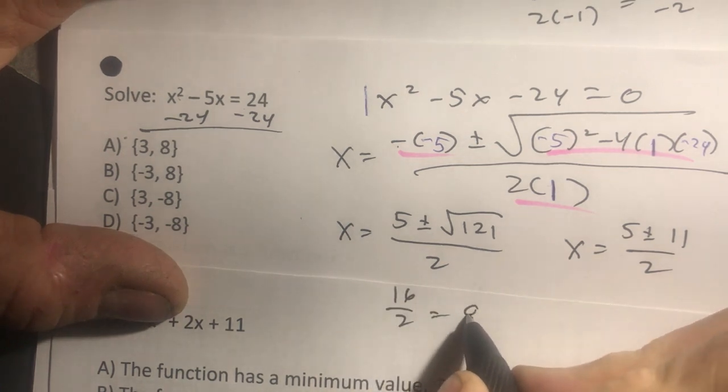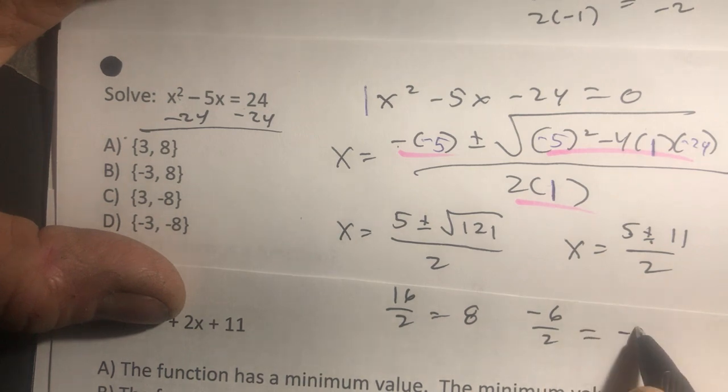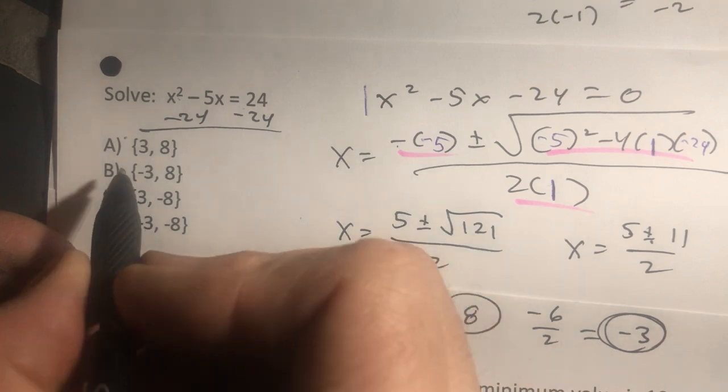16 divided by 2 is 8. 5 minus 11 is negative 6. Negative 6 divided by 2 is negative 3. And that should be my two answers right there: 8 and negative 3.